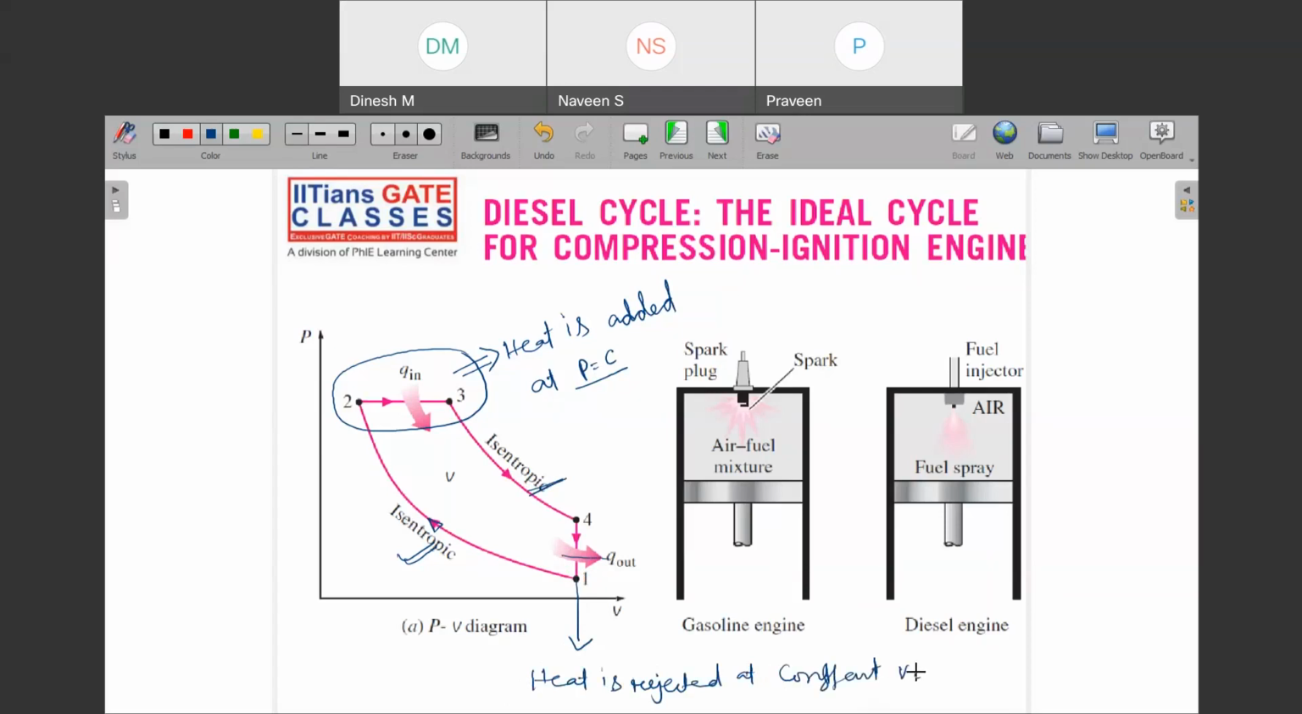So here what will be your heat input? Because it is occurring at constant pressure, instead of Cv, what will you write? Your Cp value will come into picture. Why? Because you are adding heat at constant pressure.